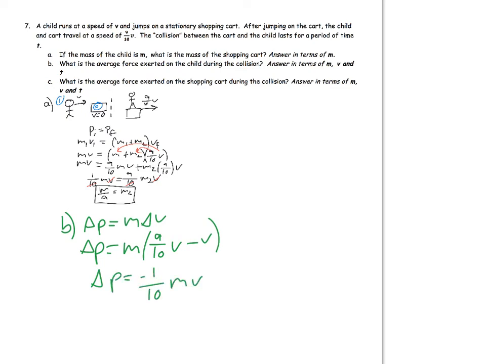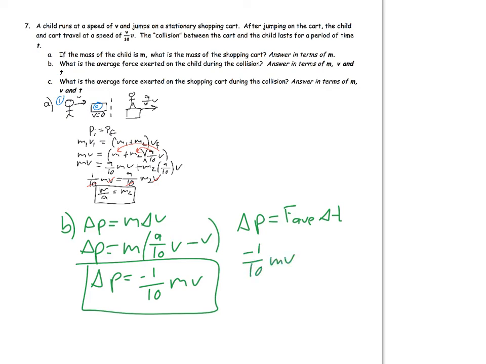I'm going to go ahead and simplify that, and I can use that to get the average force. I know that the impulse is also equal to the average force times my change in time. So I can say negative 1/10 mv is equal to the average force multiplied by this time t that we have for the length of the collision. And so when I solve that, I get that the average force is negative mv over 10t.